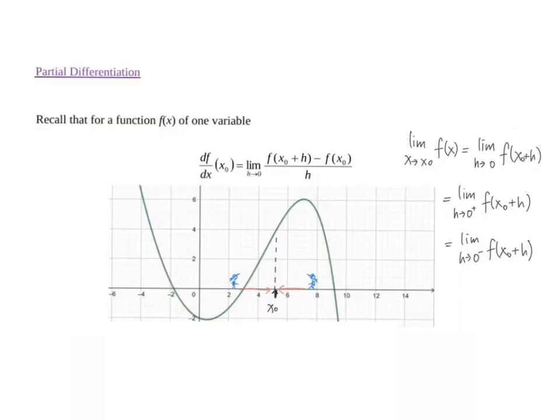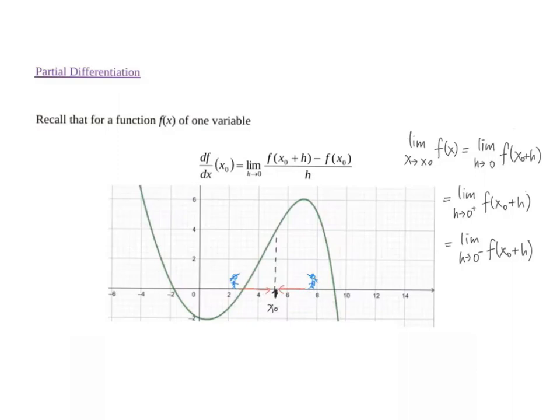Indeed, if you are standing on a horizontal line, you have two choices of walking towards a point x0. Either you walk from the left towards x0, or you walk from the right towards x0.